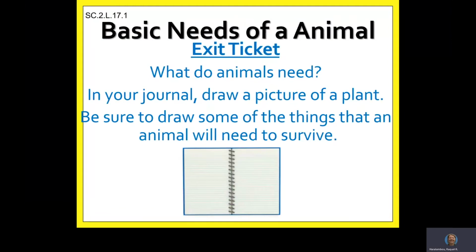So what do animals need to survive? Stop and think here again. Let's talk about it. What do animals need to survive? Good. We need food. We need air. We have two S words, space and shelter. Very good.